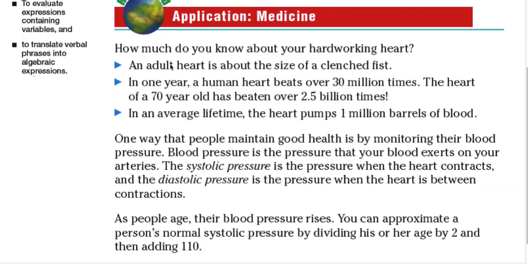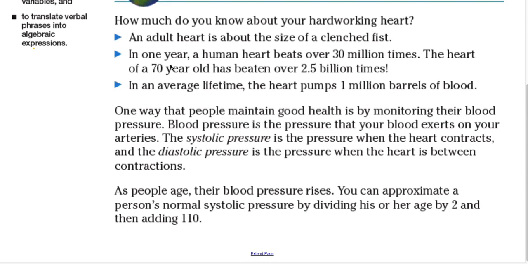How much do you know about your hardworking heart? An adult heart is about the size of a clenched fist. In 1 year, a human heart beats over 30 million times. The heart of a 70-year-old has beaten over 2.5 billion times. In an average lifetime, the heart pumps 1 million barrels of blood.